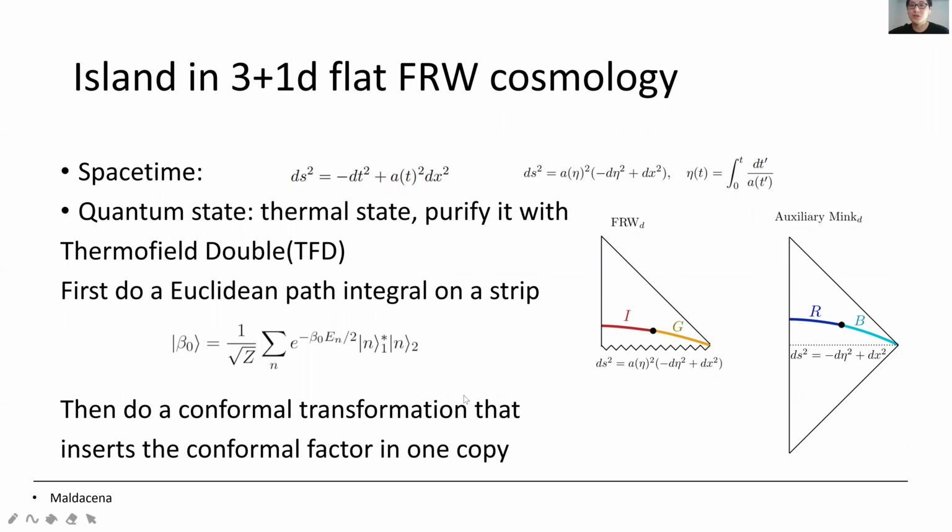Then we do a conformal transformation on one of the parts to make it FRW, because these two spacetimes are conformally related.